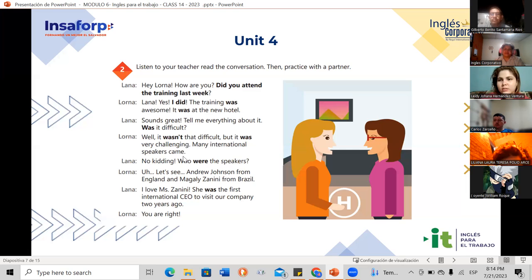Like a surprise, okay? No kidding? No kidding, okay? Who were the speakers, okay? So, as you can identify here, it is in bold, letter bold, negritas, okay, to make emphasis in the past tense, okay? In this case, it's asking one question using past tense.